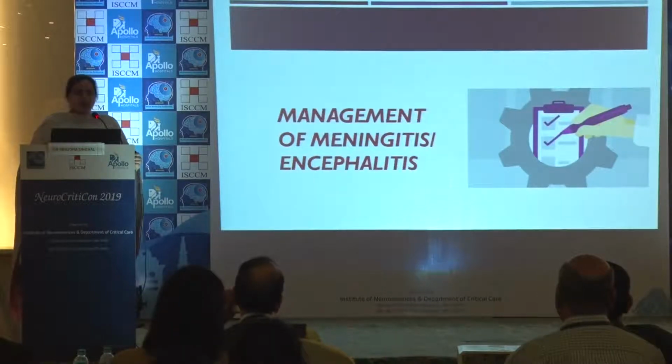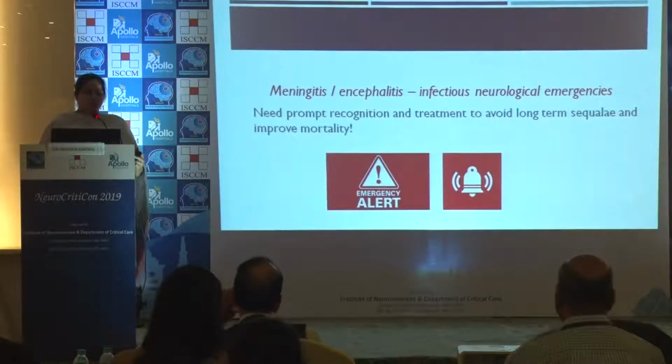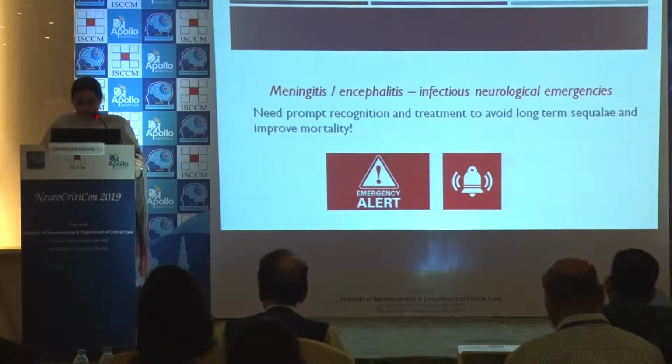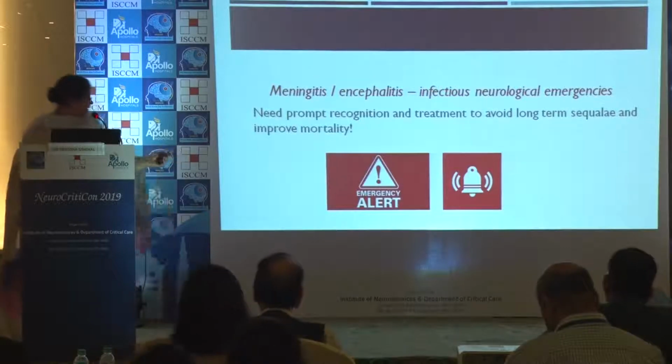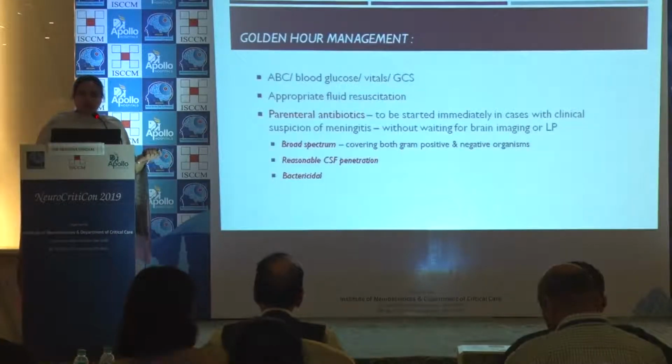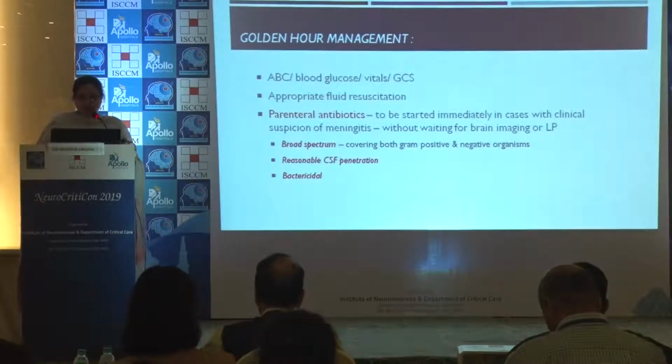Coming on to the management, how do you manage these patients? I mean, all of you would be managing them, and I don't really need to discuss these. You would all know them. I have a high alert. It is an emergency. The golden hour management, very important. Assess the ABCs, airway, breathing, circulation. If your patient needs airway support, give him circulation, appropriate fluid resuscitation, go for a blood glucose, measure the vitals, assess the GCS, and start on parenteral antibiotics.